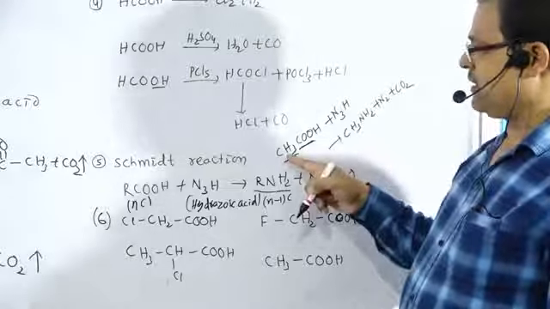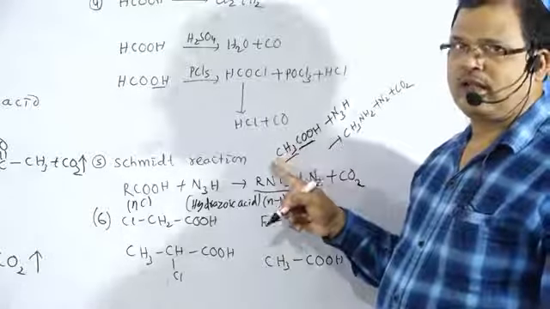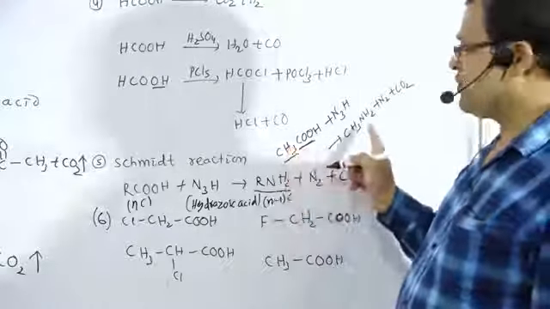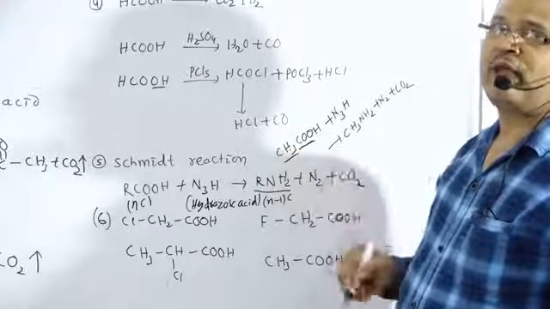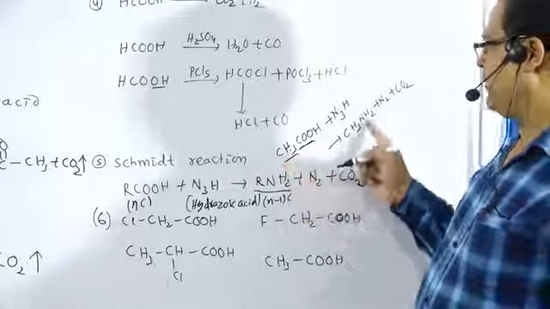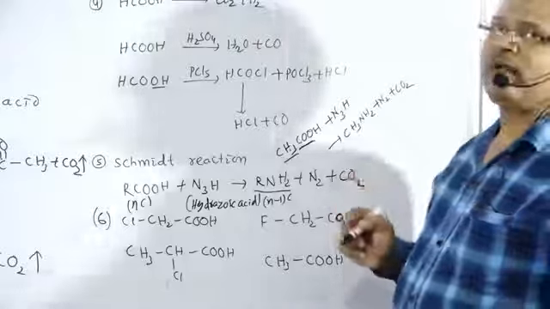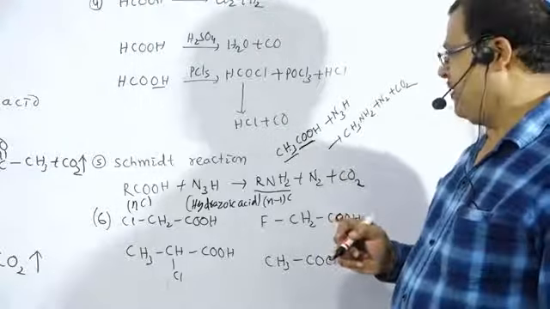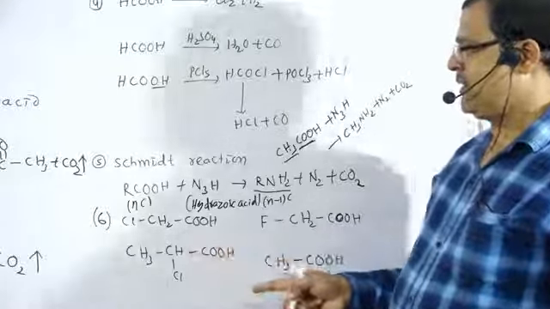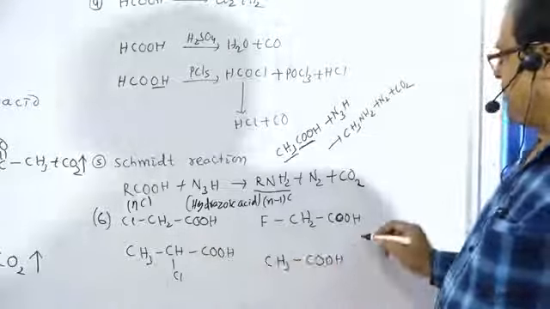So this acid contains two carbon atoms, but the amine so formed has one carbon atom less: methylamine, with only one carbon atom. Next one, we have to compare the acid strength, the comparison of acid strength.